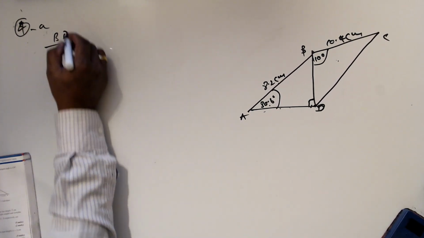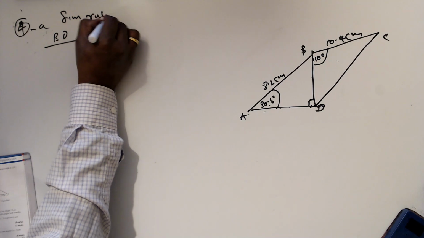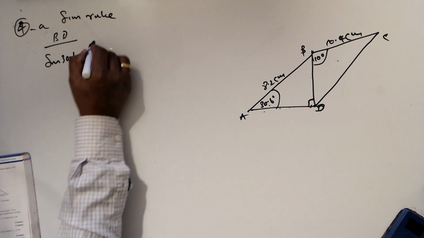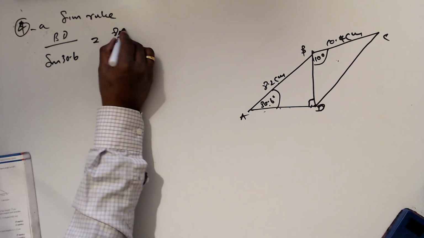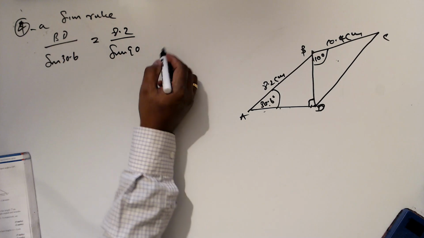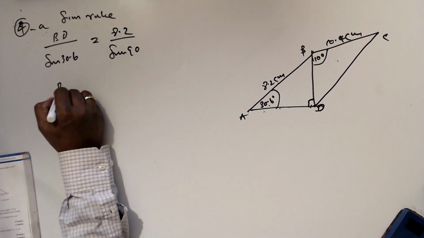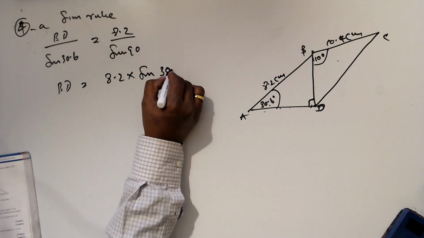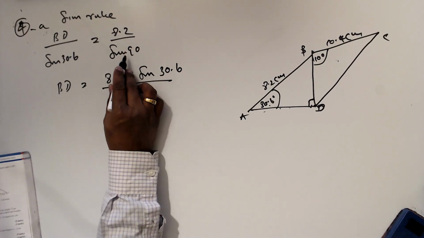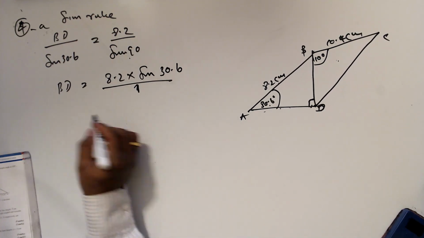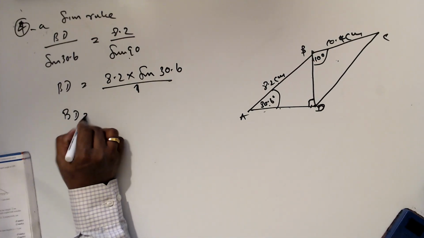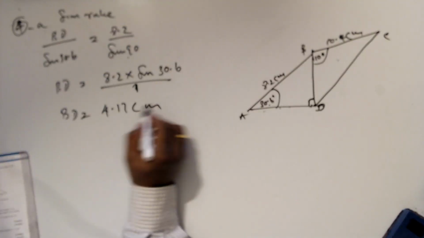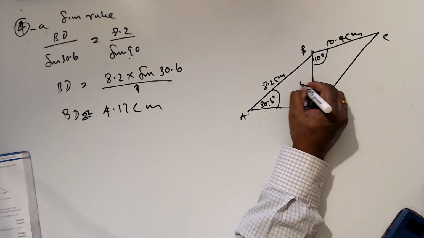From the sine rule, BD over sine 30.6 equals 8.2 over sine 90. Sine 90 is 1. So BD equals 8.2 times sine 30.6 over sine 90, whose value is 1. So BD equals, from the calculator, 4.17 centimeters, approximate figure 4.17.